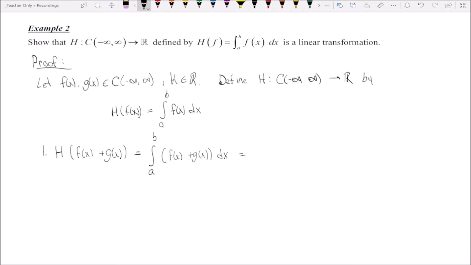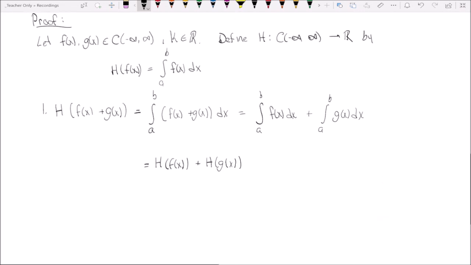Now, from calculus, we know that the integral itself you can split across addition. So this is the same as this integral plus this integral. But that is h of f of x plus h of g of x. So the first property is satisfied.